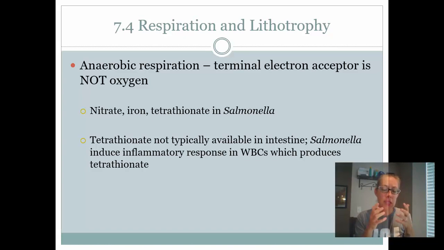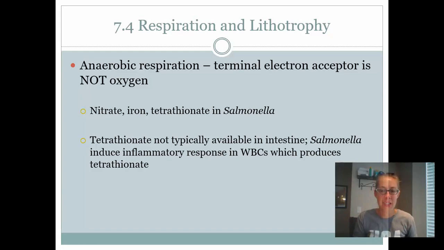Really, when we start looking at the details of anaerobic respiration pathways, we can have a variety of different terminal electron acceptors. So that's the last step in that electron transport system, but it's not oxygen. So whatever that terminal electron acceptor is, it is anything but oxygen. So some common ones would be nitrate, iron is another possibility. Salmonella is a bacterial group that does some tricky things within the human body.